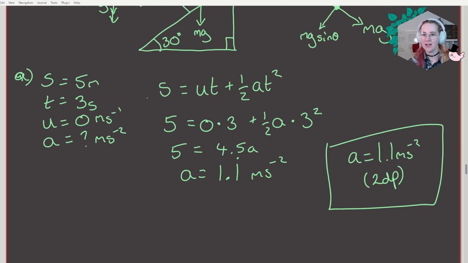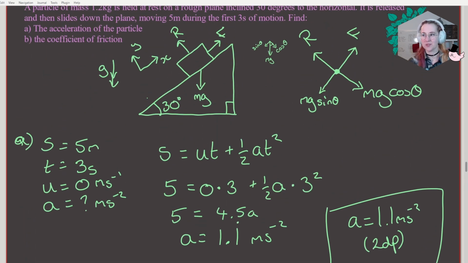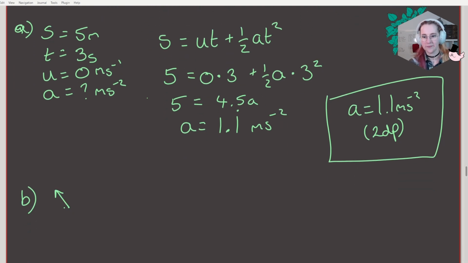Okay. Then part B of the question was find the coefficient of friction. So for that, we need to start doing something with this diagram up here. So resolving in the vertical direction, vertical to the plane, we have that the forces balance. So R is equal to, or technically, the forces are balanced because the acceleration in the vertical is 0. So we'll write it out properly.